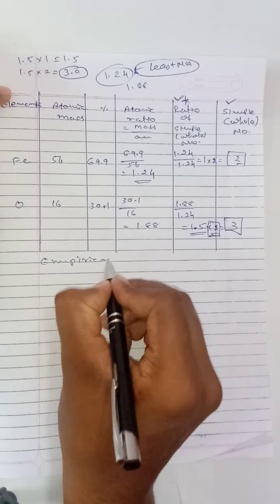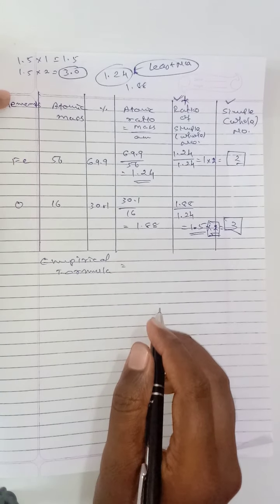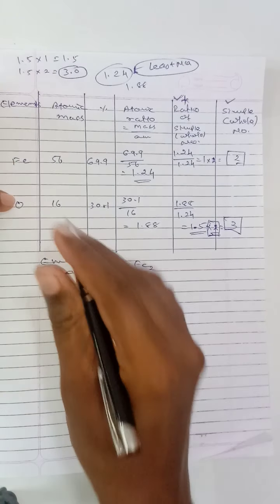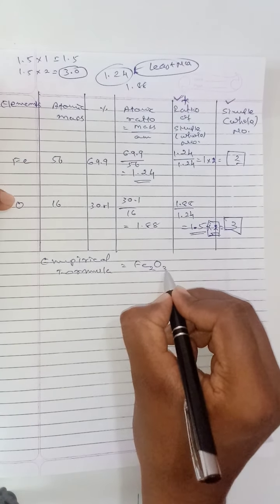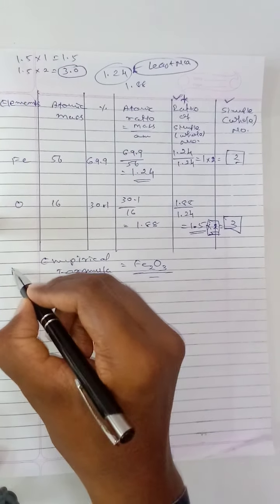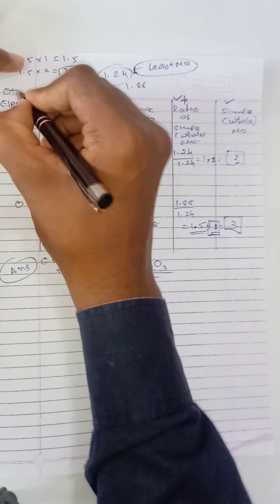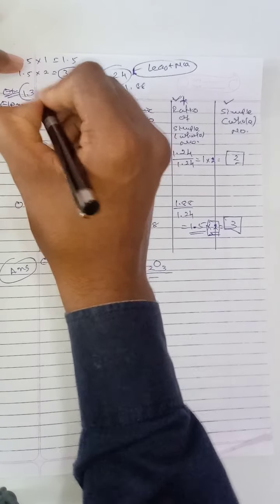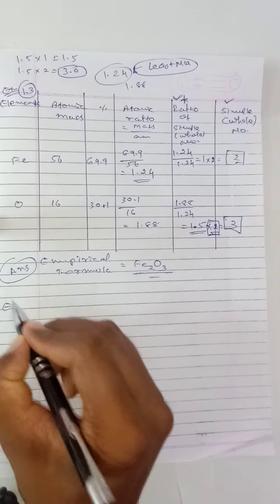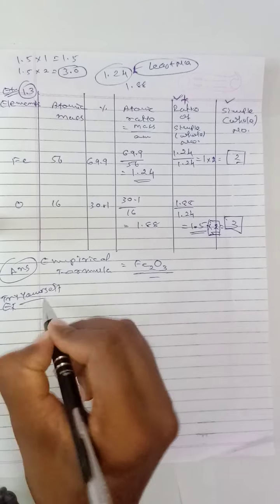Empirical formula equal to Fe2O3. This will be your answer. And this is the example in your exercise 1.3. Try yourself another example.